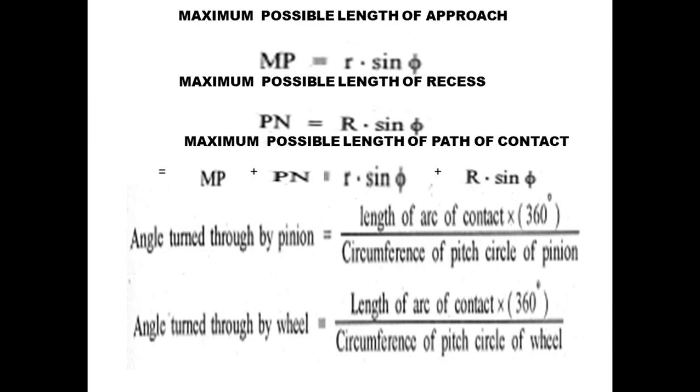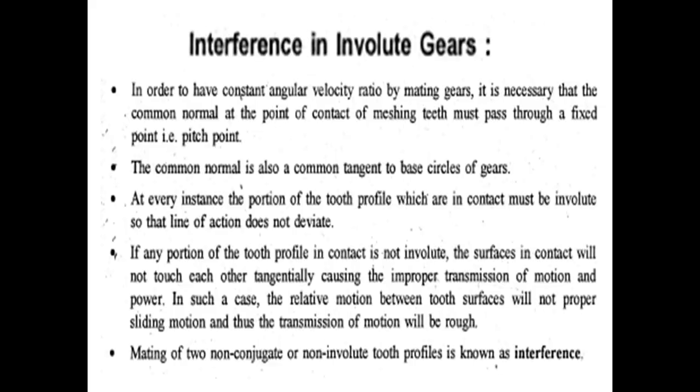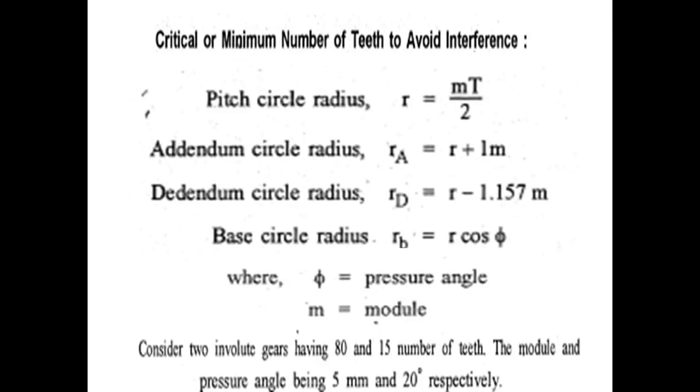Maximum possible length of approach, maximum possible length of recess, maximum possible length of path of contact for involute gears. So that is there. Critical minimum number of teeth to avoid interference. So that is also there.